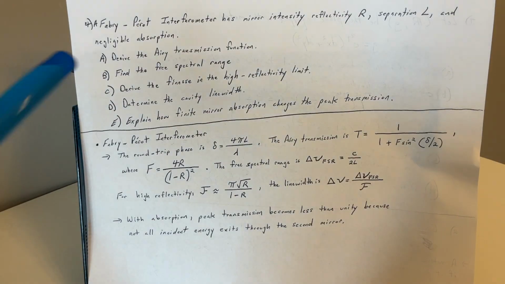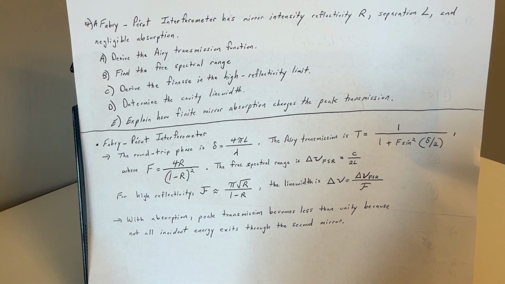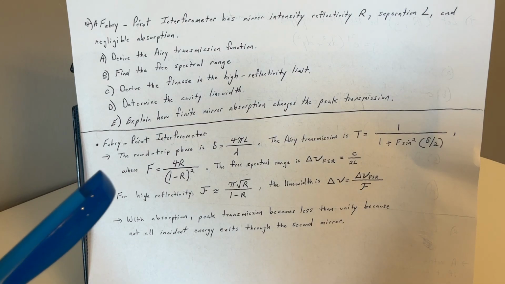Number 4, a Fabry-Perot interferometer has mirror intensity reflectivity R, separation L, and negligible absorption. I'll read all of these, A through E: derive the Airy transmission function, find the free spectral range, derive the finesse in the high reflectivity limit, determine the cavity linewidth, and explain how finite mirror absorption changes the peak transmission. I kept this rather brief in the answers.